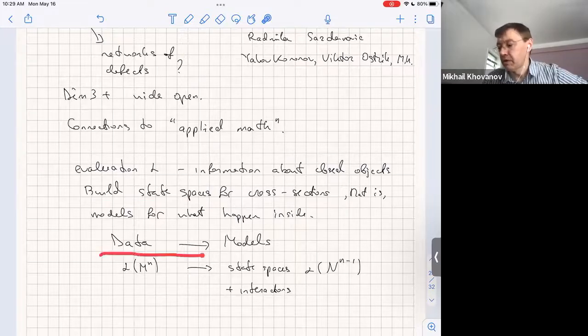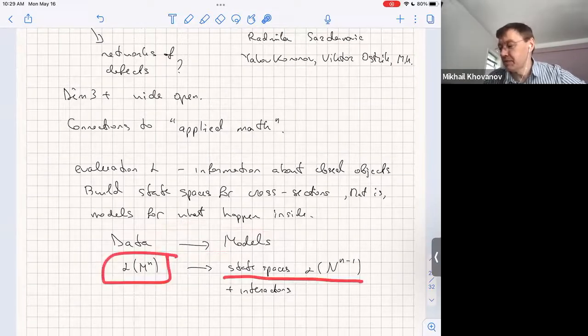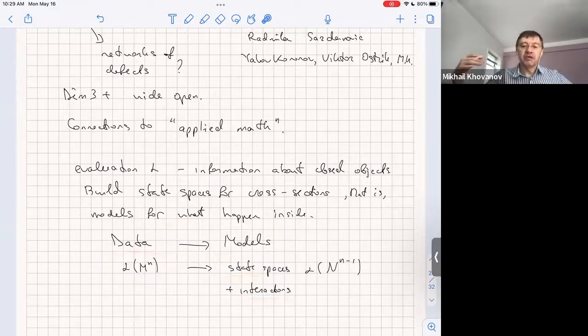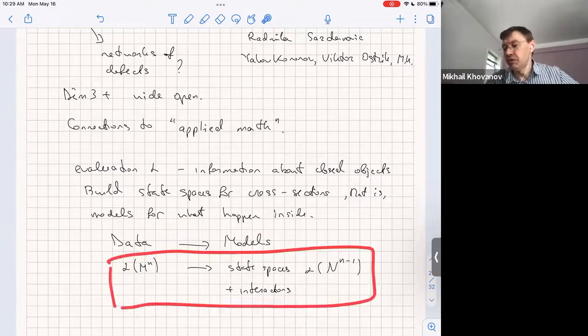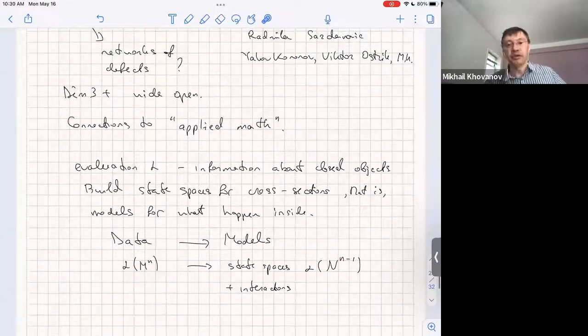So while in computer science you go from data to a model, here we do something similar. We go from an evaluation function to state spaces for n minus one manifolds together with interactions within them given by cobordisms. So it's a toy model for what people do in more applied science. So let me stop here. Thank you.